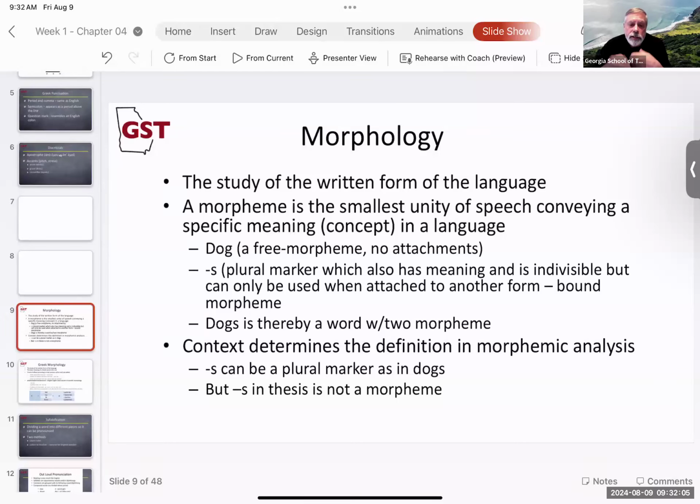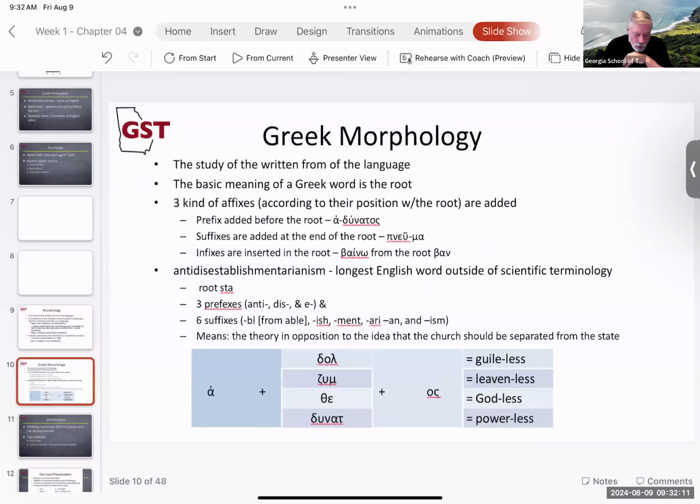Yeah, so we're going to find the exact same thing in Greek, even more so, Greek and Hebrew, but even more so here in the Greek. Let me show you a little bit more. For example, we were talking about what morphology is, the study of the written form of the language. The basic meaning of a Greek word is its root, okay? And we'll show you a couple examples. And you can add to the root different kinds of affixes. You could affix things to the root itself.